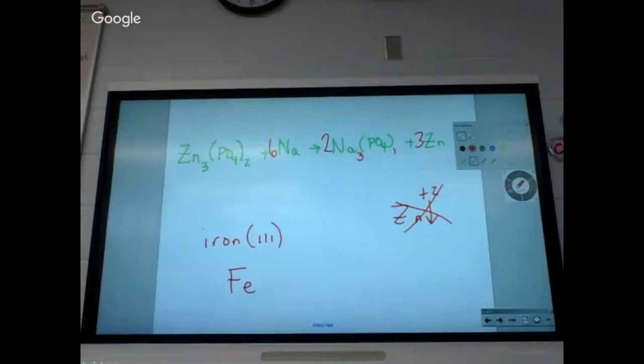Exactly. If it's not one of those 7 diatomics, if it's by itself, it gets nothing. It either gets a 2 because it's one of the 7, or it gets nothing. There's nothing in between. Okay?